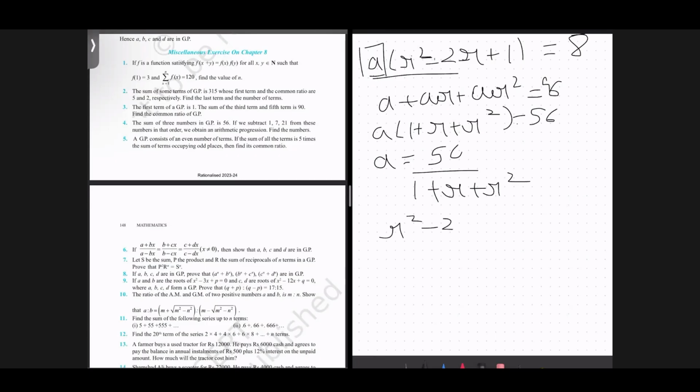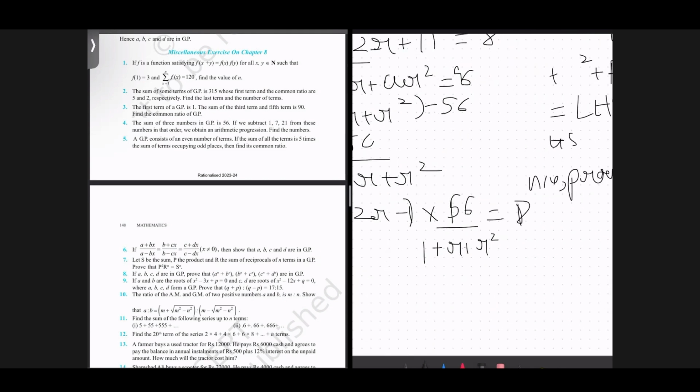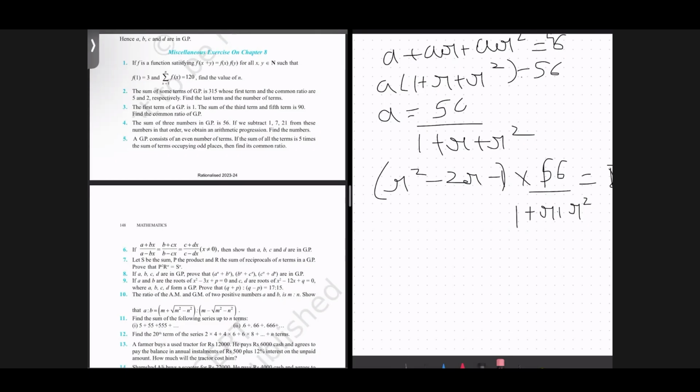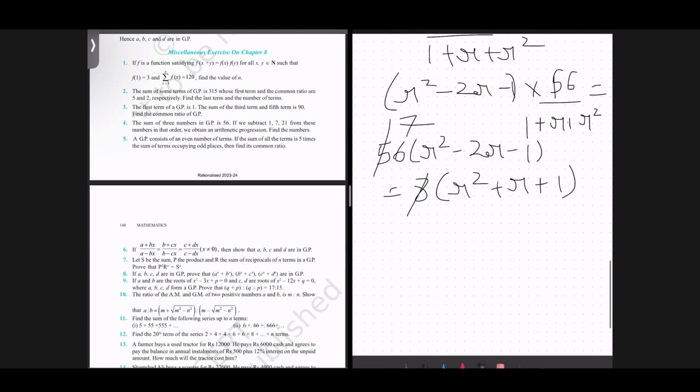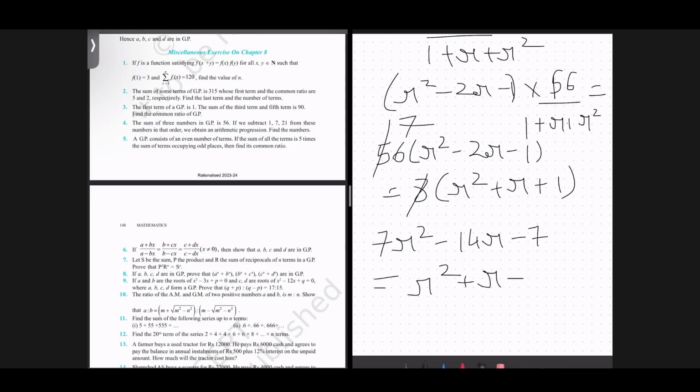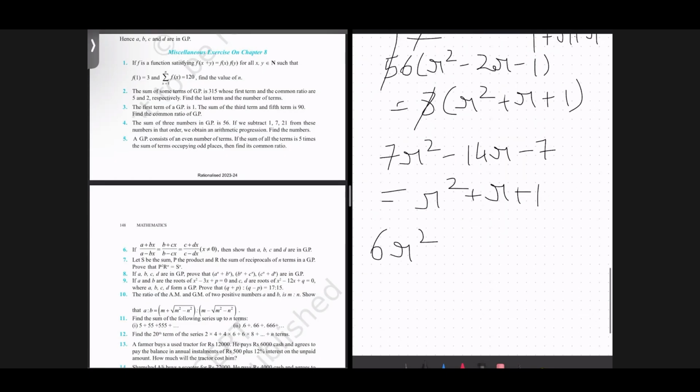Plug in the value of A into this equation right here, and let's see what we get. You get R square minus 2R plus 1 into 56 upon 1 plus R plus R square equals 8. So what you now have is 56 into R square minus 2R plus 1 equals 8 into R square plus R plus 1. This can be solved. You can cancel this and this out. This goes 7 times. What you're finally left with is 7R square minus 14R plus 7 equals R square plus R plus 1. So you solve this, you get 6R square minus 15R minus 8 equals 0.